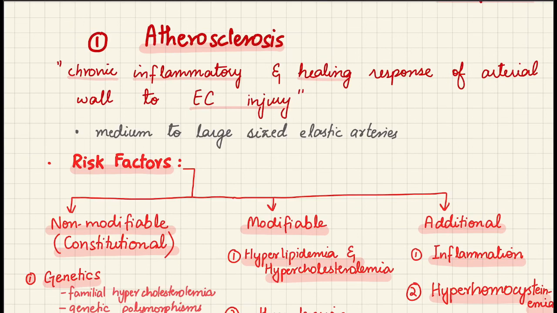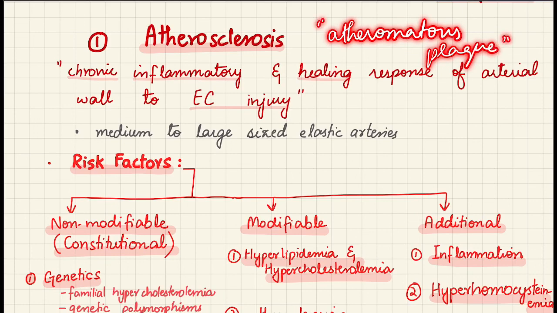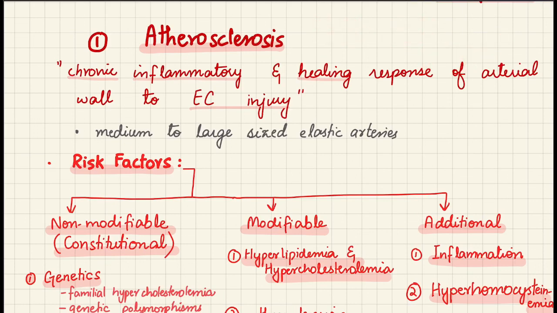Coming to atherosclerosis, whenever you see athero, that means it is referring to an atheromatous plaque. I'm going to tell you in a while what an atheromatous plaque is. Now, atherosclerosis is chronic, meaning over a long period of time. It is an inflammatory condition, meaning all of the stages of inflammation are going to be present. It is also a healing response, which means the healing aspect of inflammation is also going to be present there, and it is going to be caused by endothelial cell injury. So, atherosclerosis is a chronic inflammatory condition and healing response of the arterial wall to endothelial cell injury.